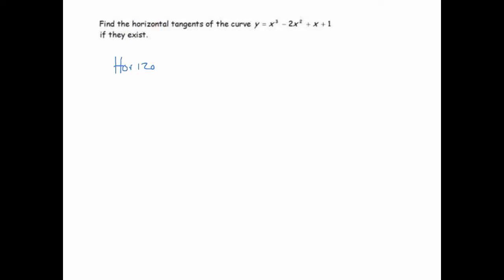So horizontal tangents occur where y prime is equal to 0. So let's find y prime and then set it equal to 0. So y prime, and now here's where we use the power rule and the sum and difference rule. We'll go term by term.